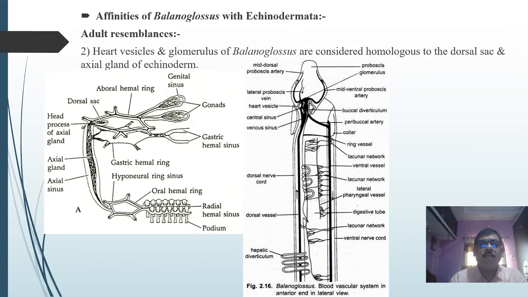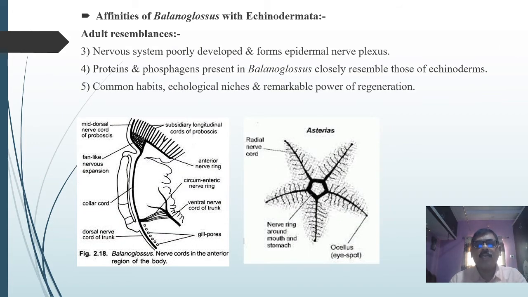Enterocoelic origin of coelom. Then the heart vesicle and glomerulus of Balanoglossus are homologous to the dorsal sac and axial gland of Echinoderm. Then the nervous system is poorly developed in both organisms, that is, Balanoglossus and Echinoderms. Then the proteins and phosphagens present in Balanoglossus closely resemble those of the Echinoderm. And their common habit is that they are both exclusively marine. Their ecological niches are very similar, and both the echinoderms as well as the hemichordates, or Balanoglossus, have great power of regeneration. So this is regarding the adult similarities of Balanoglossus with Echinodermata.